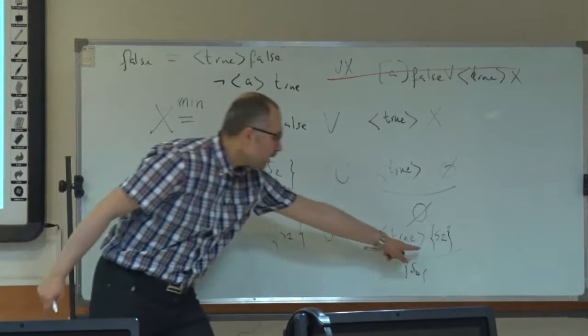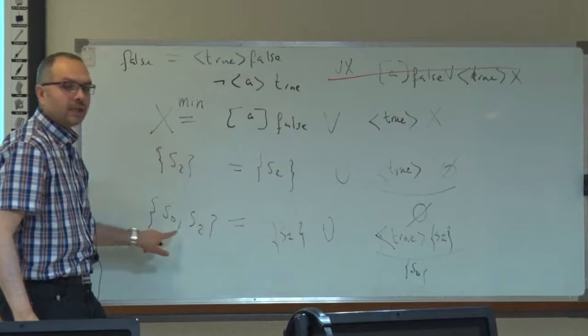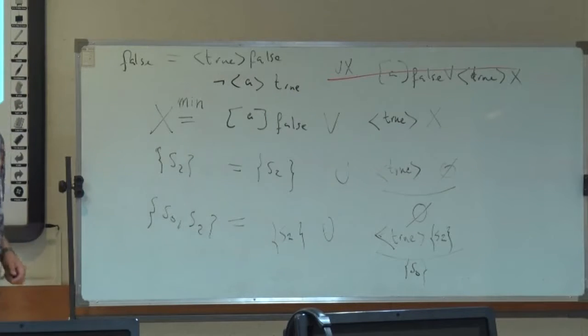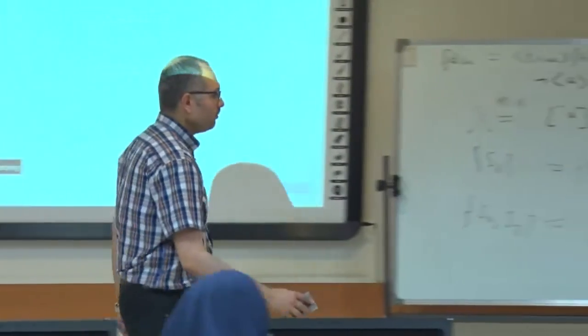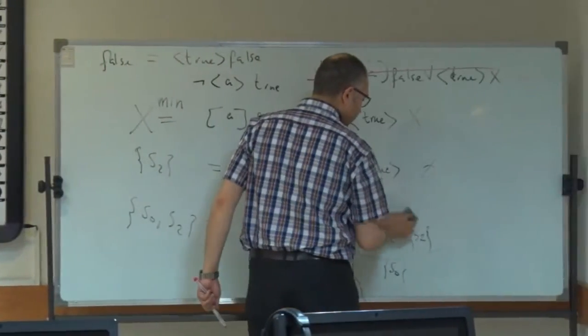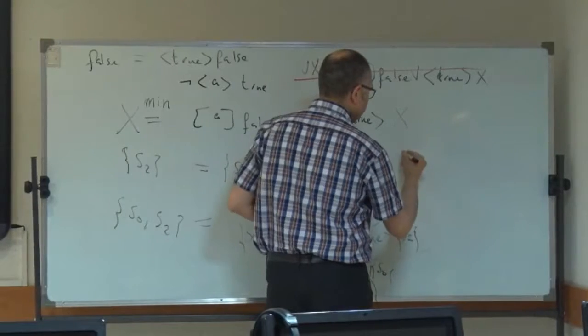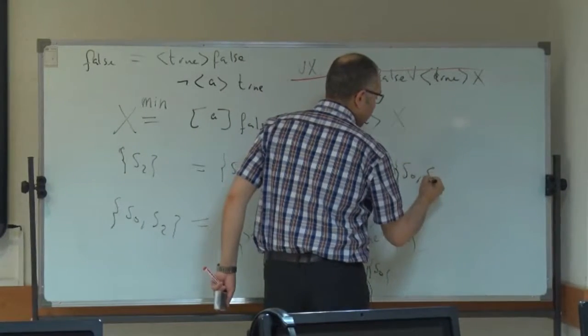I started with S2 here. I ended up with S0 and S2. So this is not yet a fixed point to this equation. So I should iterate once more. So I will erase this one. Instead of empty set, I will put here S0 and S2.